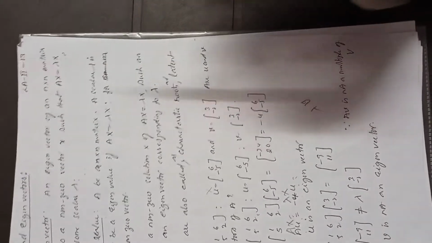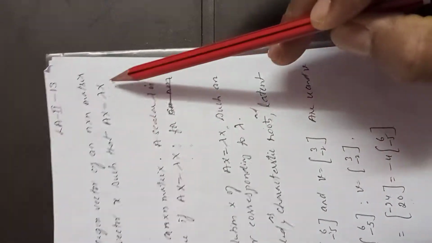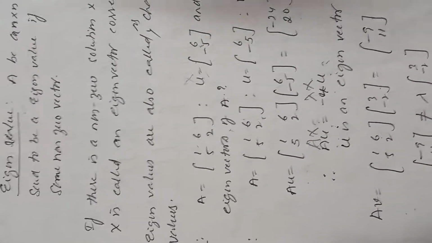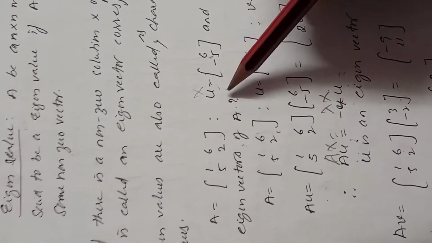See here the concept. Some matrix A is given to you, and U and V are also given to you. We have to verify whether U is an eigenvector or not. Similarly, whether V is an eigenvector or not. That means we have to go through the definition. A vector x is said to be an eigenvector if Ax is equal to lambda x. Here one matrix is given, and U is given. Assume that this is x. We have to find Ax equal to lambda x. That means if Au is equal to some lambda into U, then U is said to be an eigenvector.